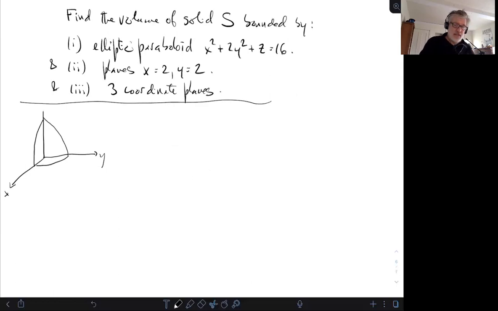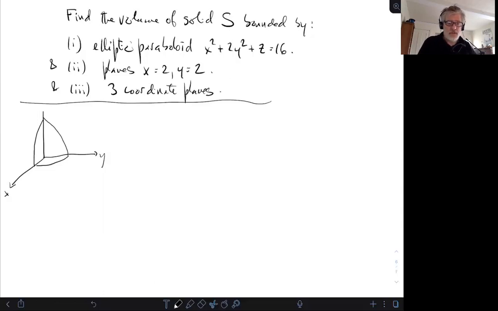Okay, so again, as I said, because we're looking at the coordinate planes and the planes x equals 2, y equals 2, what I said wasn't exactly clear. Because of the planes x equals 2, y equals 2, we will be in the first octant. Sorry, we needed that condition to make sure we're in the first octant, but it's going to be somewhere around here, okay?